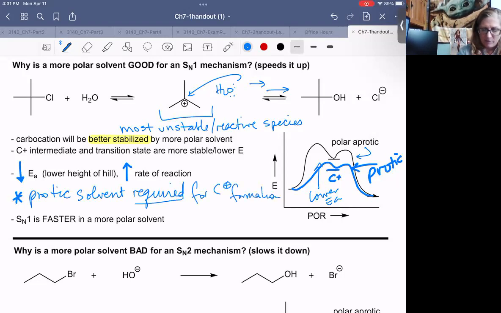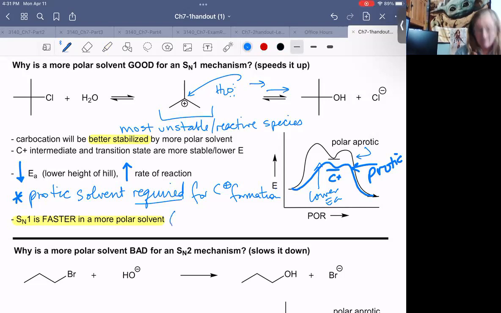You have to have a protic solvent if you want to make a carbocation. Now, in all the examples that I've worked on that were either E1 or SN1 that involved a carbocation, luckily we always had a protic solvent because that is so common. Very often we're doing solvolysis. Okay, so the take-home conclusion here is that SN1 is faster in a more polar solvent.